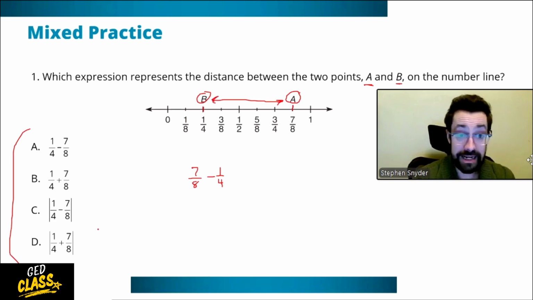It is sadly not an answer choice. They did not put that anywhere. I would pick it right away if they gave it to me. That's why we're going to bring absolute value into this, y'all. Because if we bring absolute value into this, now it does not matter what order we do the subtraction, as long as we put the absolute value bars around it.